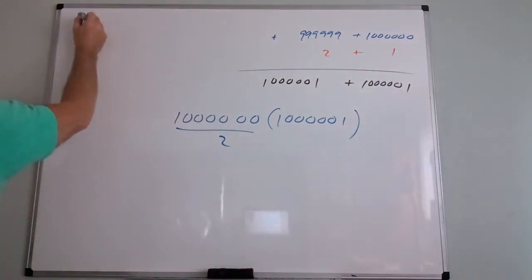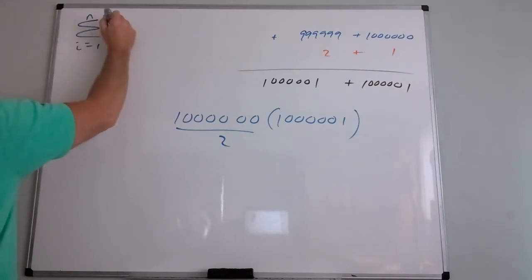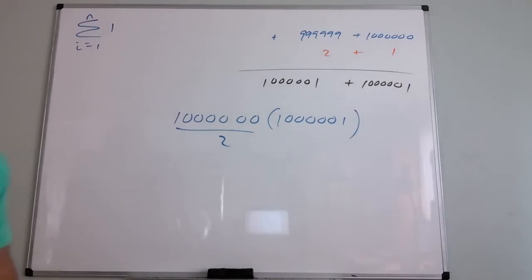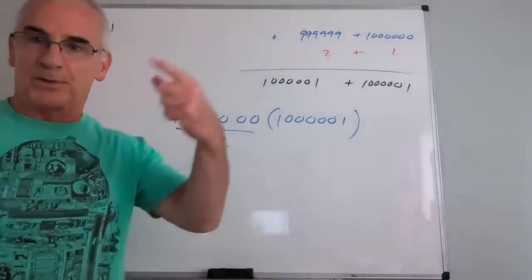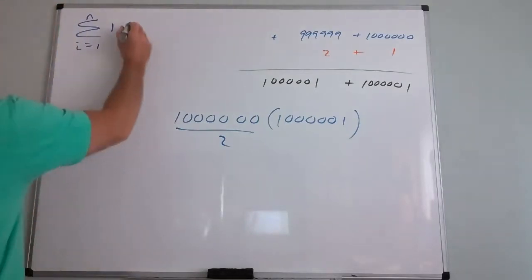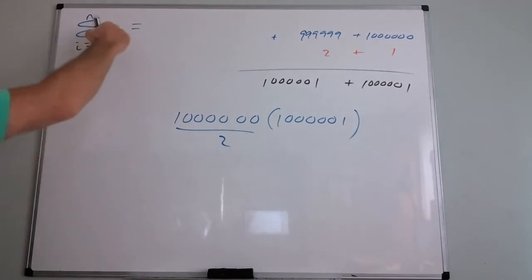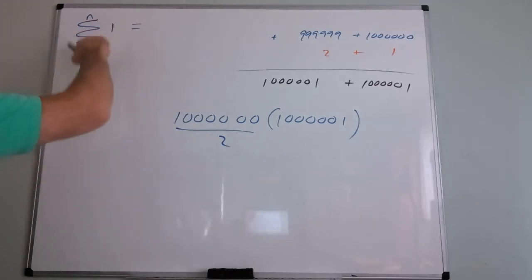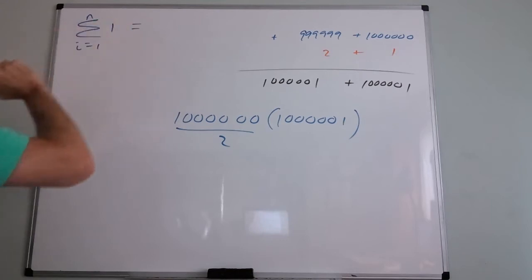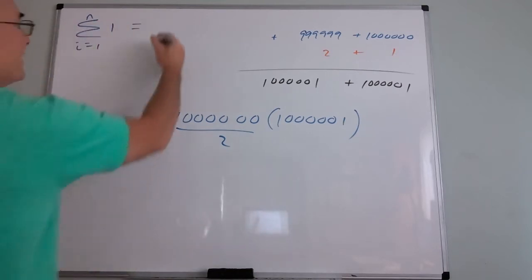The first formula is as follows. I want the sum from i equals 1 to n of the number 1. Well, what does that mean? I'm going to add 1 plus 1 plus 1 plus 1 plus 1 exactly n times. Anybody want to make a guess what that is? Because there's no i here, it's just going to stay 1 until I'm done. I'm going to add up the number 1 n times. So it's what? n.